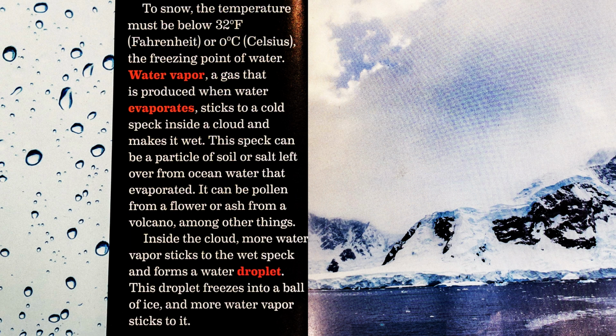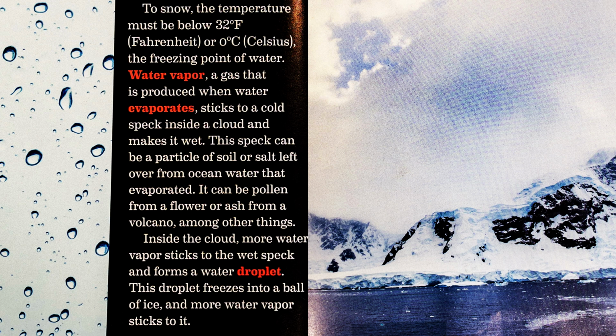To snow, the temperature must be below 32 degrees Fahrenheit, or 0 degrees Celsius, the freezing point of water. Water vapor, a gas that is produced when water evaporates, sticks to a cold speck inside a cloud and makes it wet. This speck can be a particle of soil or salt left over from ocean water that evaporated. It can be pollen from a flower or ash from a volcano, among other things.